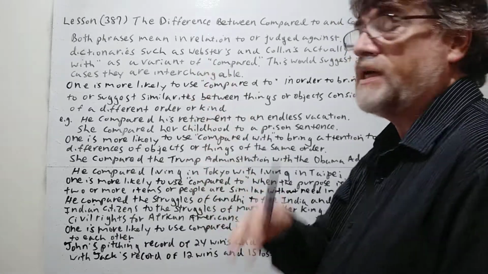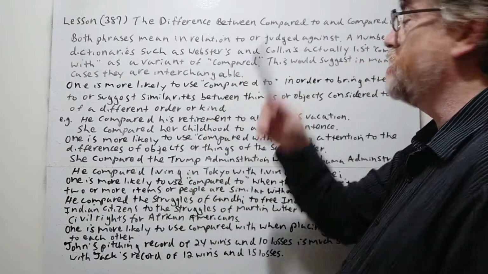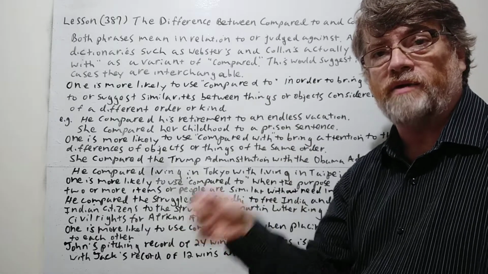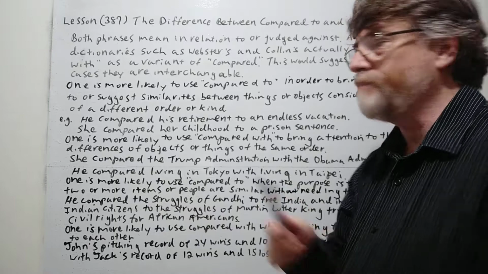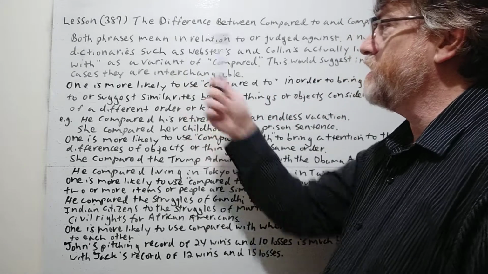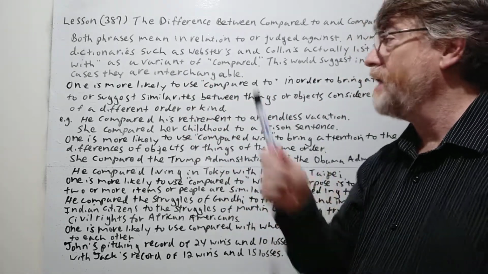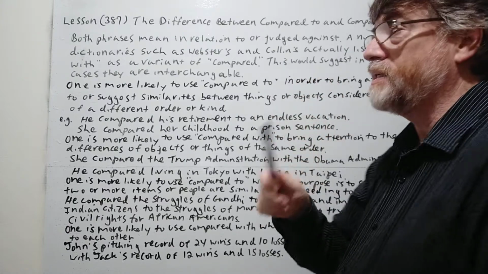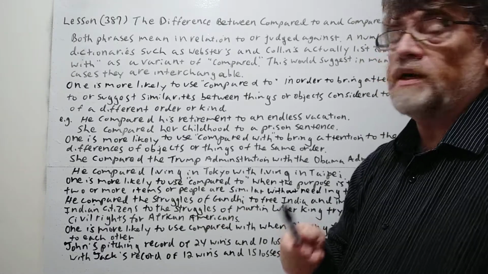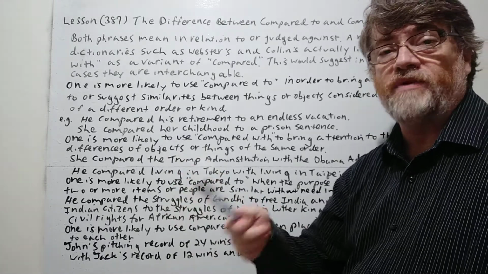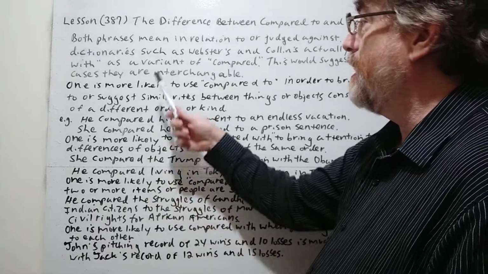Both phrases mean in relation to or judged against. You're basically comparing one thing to another. Okay, let's continue here. A number of dictionaries, such as Webster's and Collins, actually list compared with as a variant of compared to. So it's another variation of having basically the same meaning.